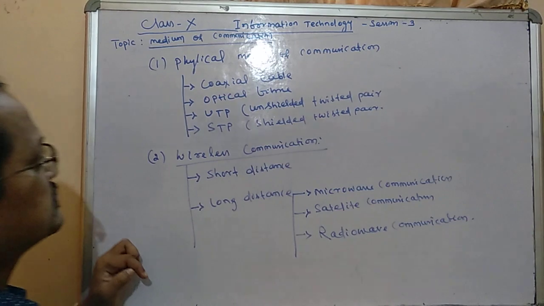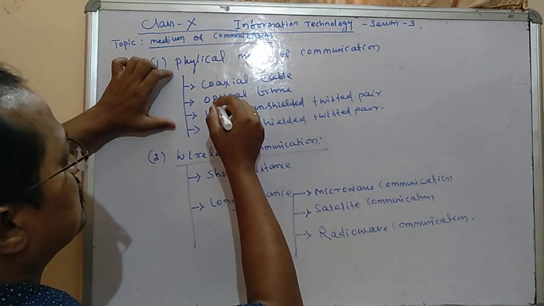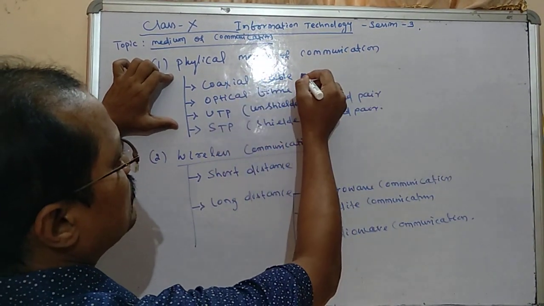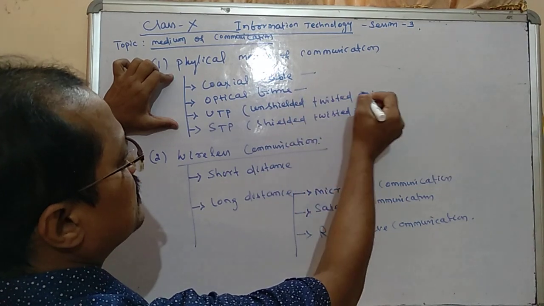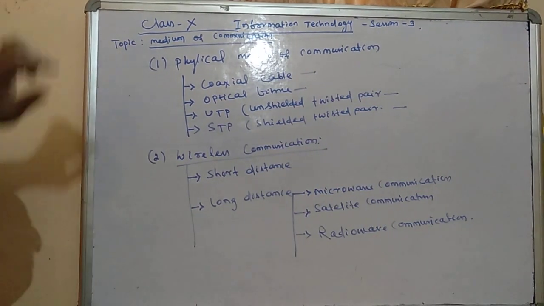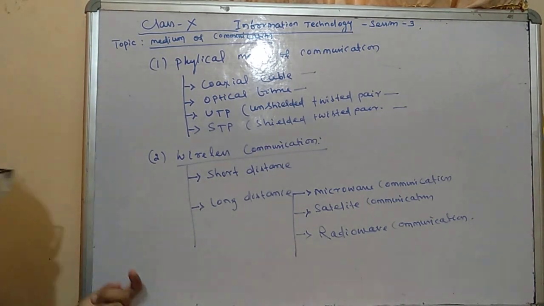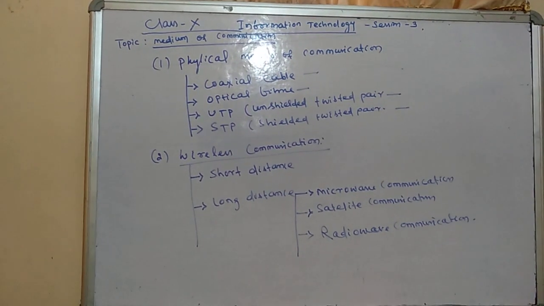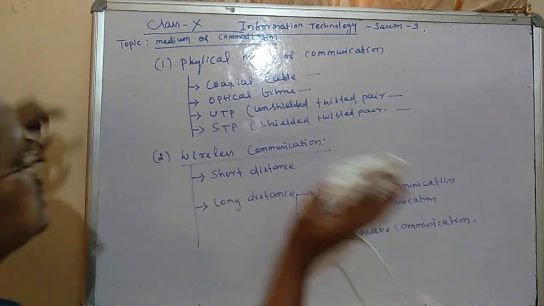The basic concept is that we'll follow from the physical means of communication: coaxial cable, optical fiber, UTP, unshielded twisted pair, shielded twisted pair. First, just make a note of it.